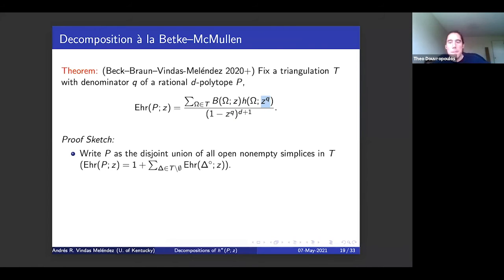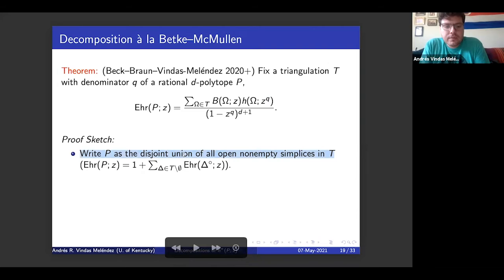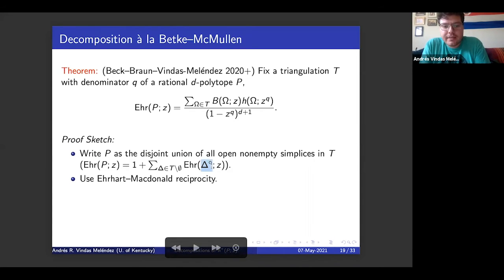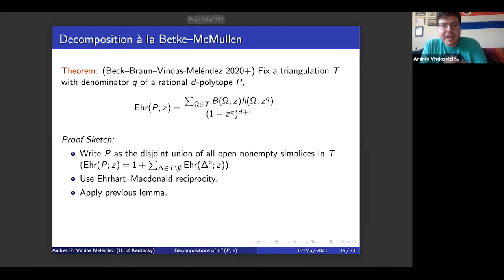Okay. Thank you. So the proof, well, I guess I should not lie. I have never really seen Betke and McMullen's original proofs. I won't speak to that, but the proof that we have here, I think, is the same in spirit. So we write P as a disjoint union of all open non-empty simplices in the triangulation. And so what does that mean? Each of these non-empty simplices has an Ehrhart series, right? And so then I use Ehrhart-Macdonald reciprocity, right? Because there's some relationship between counting things that are in the interior and things that are not.